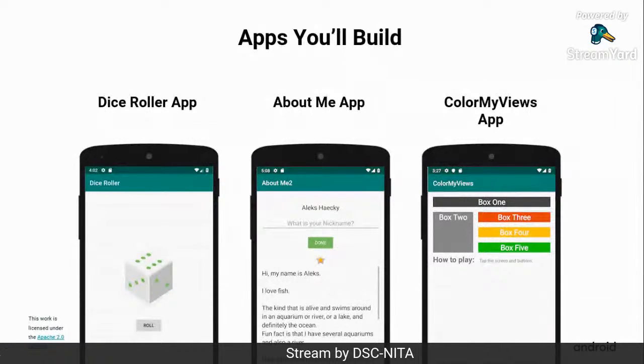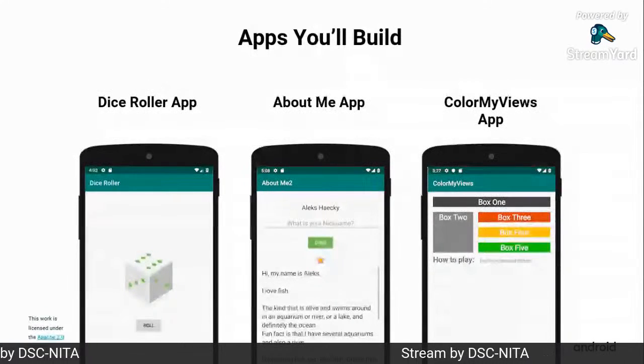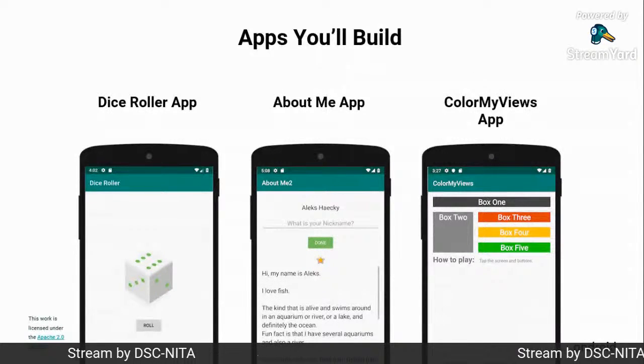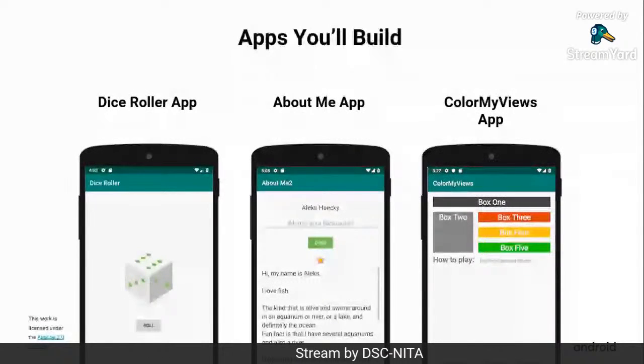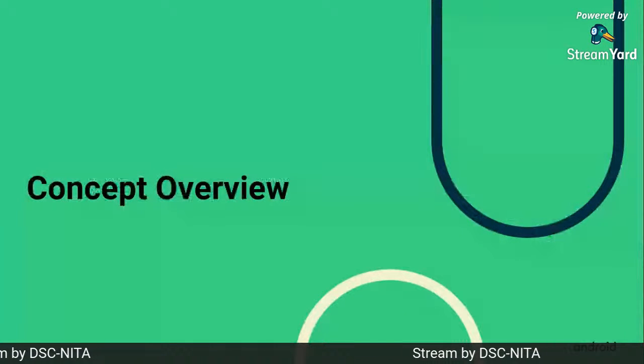Do the code labs and build these apps, and I will discuss these apps in the next session. For now, this is a task for you. You should build these three apps. First, the dice roller app, which is of the first track. Second, about me, and third is the color my view app. This is your task. Okay, so let's start by jumping right into the concepts.